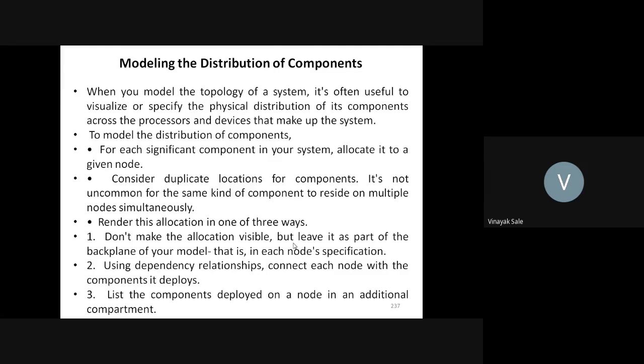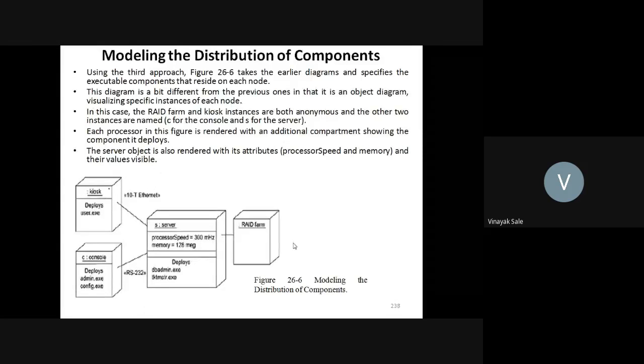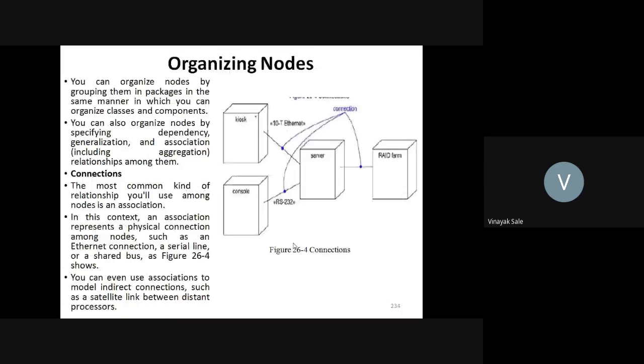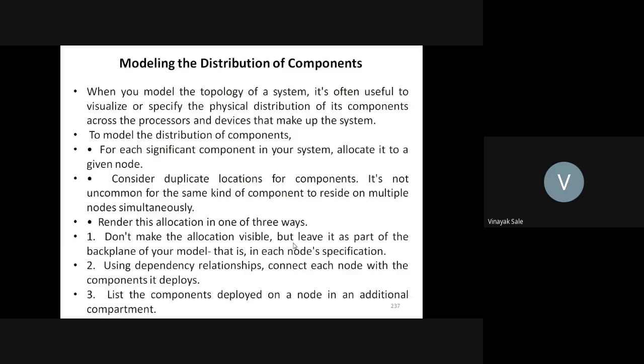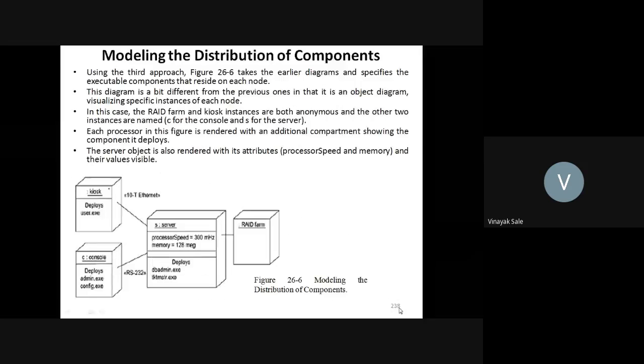First, don't make the allocation visible, but leave it as a part of the backplane of your model, that is, in each node's specification. Second, use dependency relationships to connect each node with the components it deploys. And third, list the components deployed on a node in an additional compartment. Modeling the distribution of components using this third approach, the figure shows the earlier diagram. See the previous figure carefully. This figure can be shown using the third approach, that is, listing the components deployed on a node in an additional compartment.